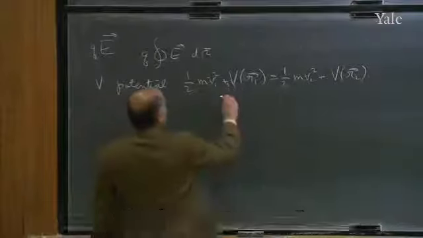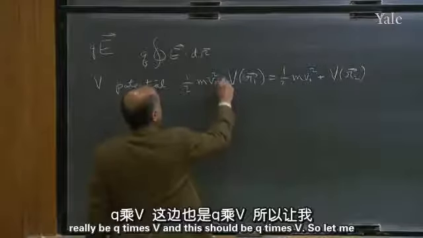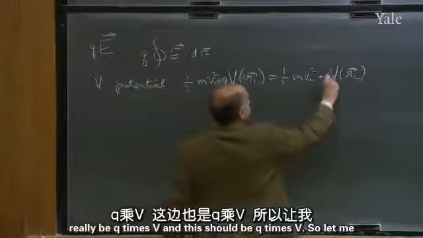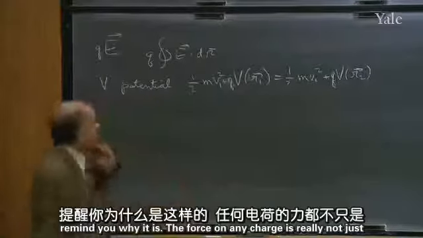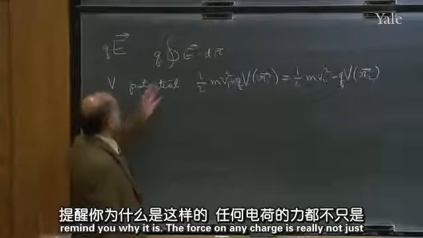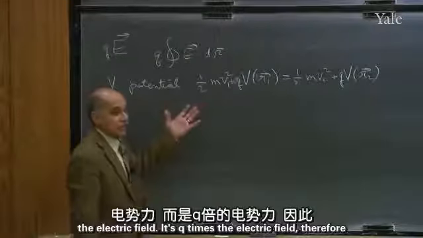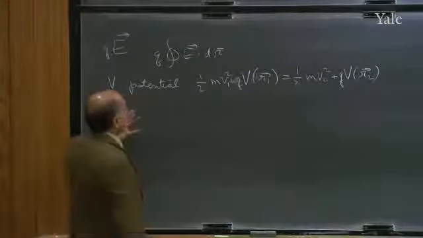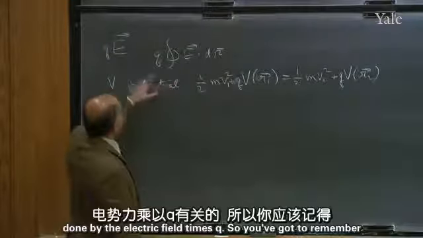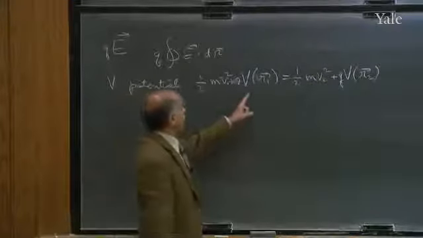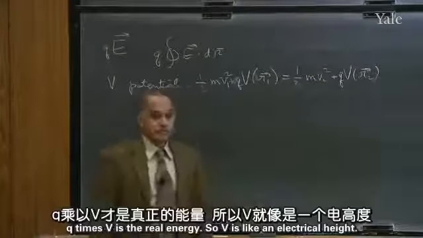So this should really be Q times V, and this should be Q times V. So let me remind you why it is. The force on any charge is really not just the electric field. It's Q times the electric field. And therefore, the potential difference is associated with the work done by the electric field times Q. So you've got to remember, Q times V is the real energy.